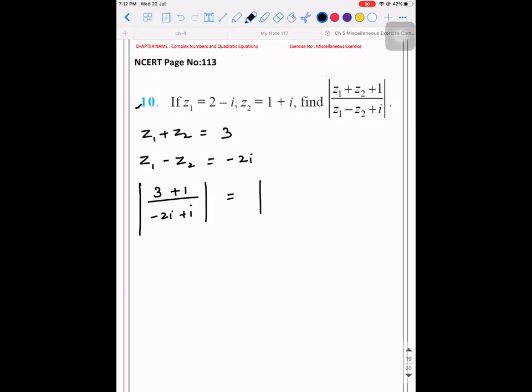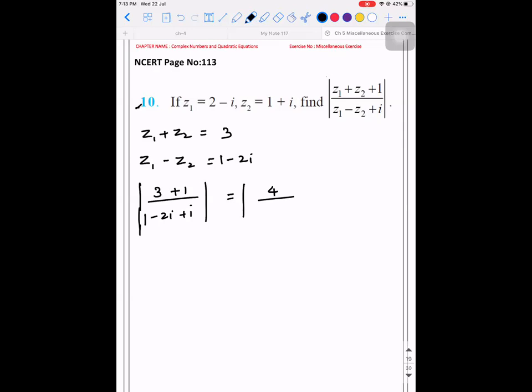So this will be how much? Mod of 4 divided by, I don't think z1 minus z2 is only minus 2i, sir. It is 1 minus 2i. Right? Yes, sir. Okay. So you have a 1 here. Sir, I'm getting 1.732 as answer, sir. You need not find that 1.73. Root 2, sir. That only. Root 2 is 1.414. Oh, okay. I wrote the root 2 expansion as 1.732.